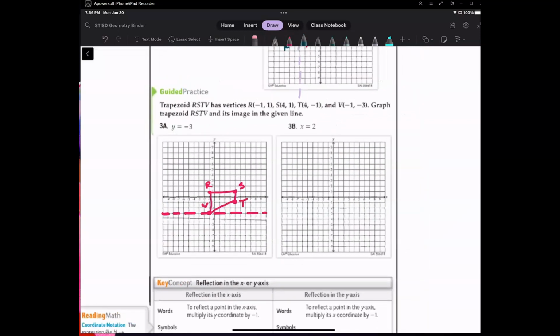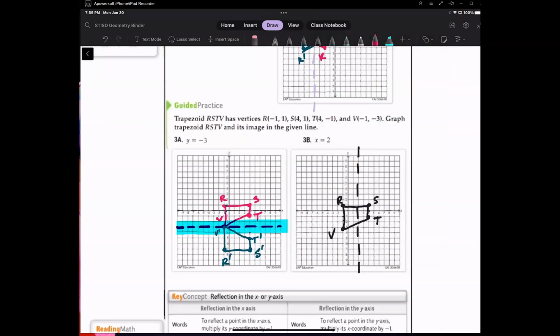So V is going to stay there. That's V prime. T is 2 units above the line y equals 3, so I'm going to go down 2. So that's T prime. S prime is 1, 2, 3, 4 units above, so I'll go 4 units below. R prime is 1, 2, 3, 4. So that's R prime. So here's V prime. V prime is on the line. So I'm connecting the points. And there's my reflection. Go ahead and try 3B.